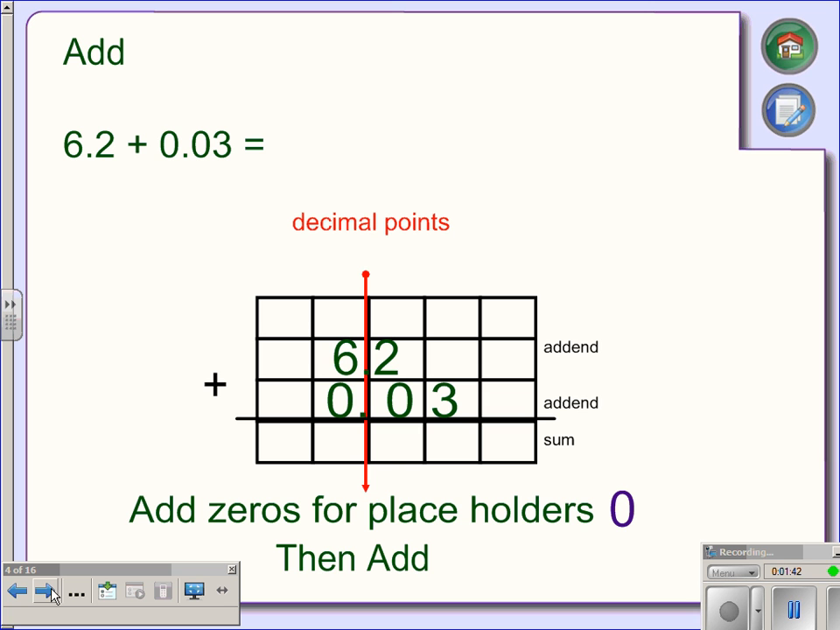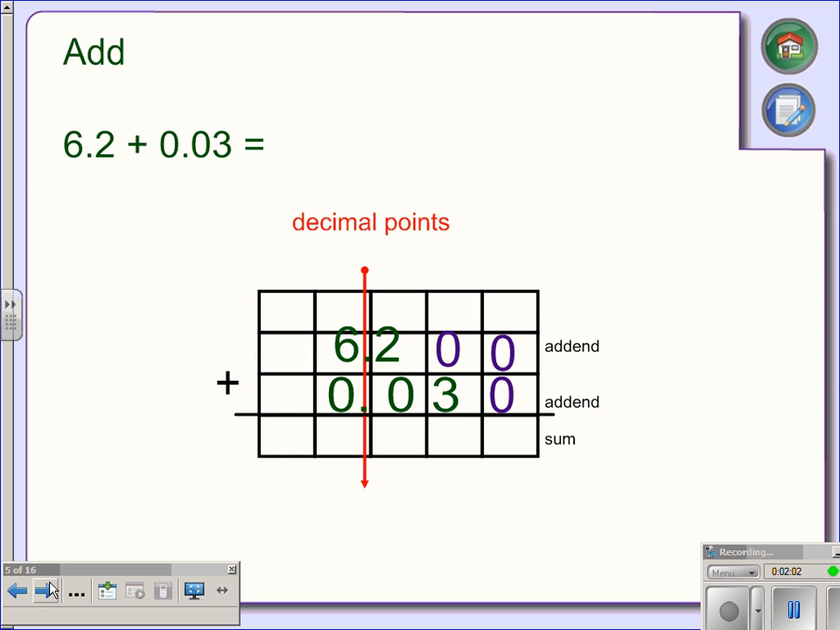What you want to do next is add zeros for placeholders. You can see in the 1s column we have a digit in both places. In the tenths we do, but when you get to the hundredths we do not have a digit in our hundredths spot on the top. So we are going to put a 0 in as a placeholder, and then we can go ahead and add. So when we're adding, 0 plus 3 is 3, 2 plus 0 is 2, 6 plus 0 is 6. So you just add down the columns, starting with the farthest right, just like you do when you add any other number.